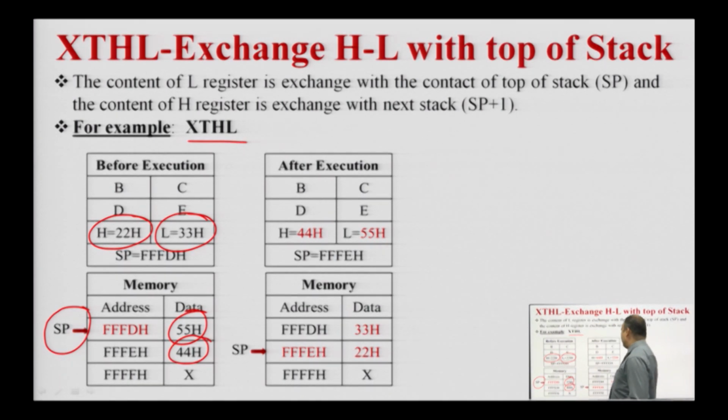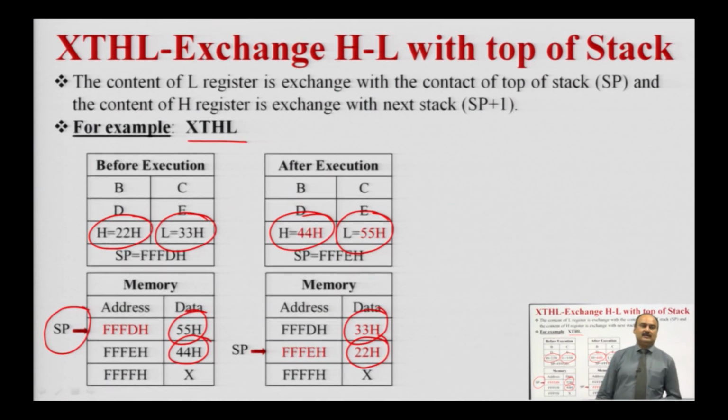So, let us see after the execution of this instruction. First, the top of the stack has address FFFDH and the value is 55. This value is exchanged with the value of the L register, and at the next stack location, having address FFFEH, the value is 44. This value is exchanged with the H register. So, after the execution, H is equal to 44H, L is equal to 55H, and the memory locations having addresses FFFDH and FFFEH have the values 33H and 22H. In this way, the processor will exchange the content of the HL register with the top of the stack with the help of the instruction XTHL.